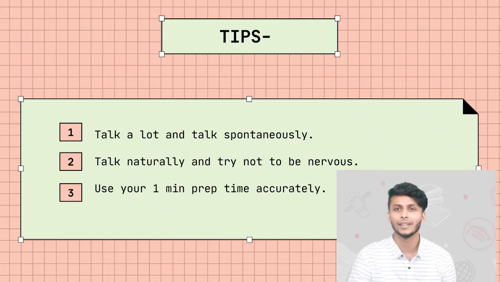Now some tips for you on how to do well in your IELTS speaking test part 2. The first tip, talk a lot and talk spontaneously. As it is not a conversation, you will be the one who's talking or delivering a speech on a particular topic for 1 to 2 minutes. Okay, remember, do not talk less than 1 minute.